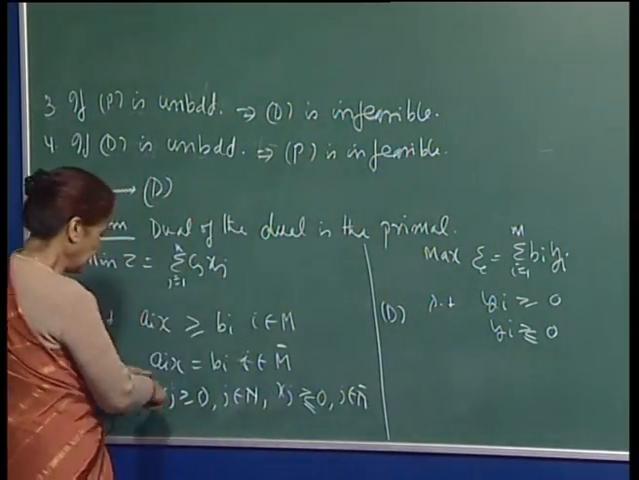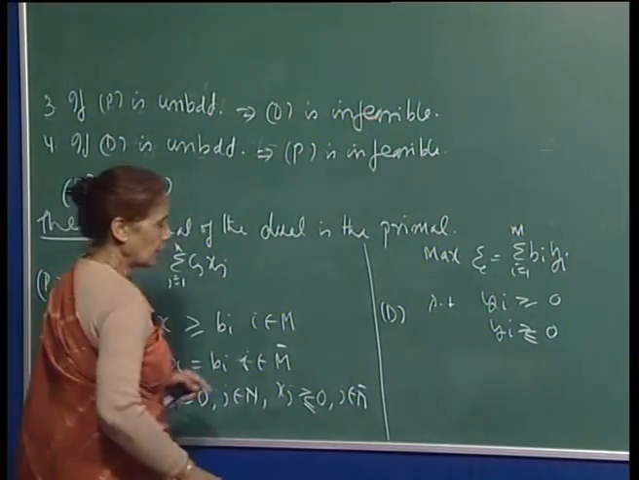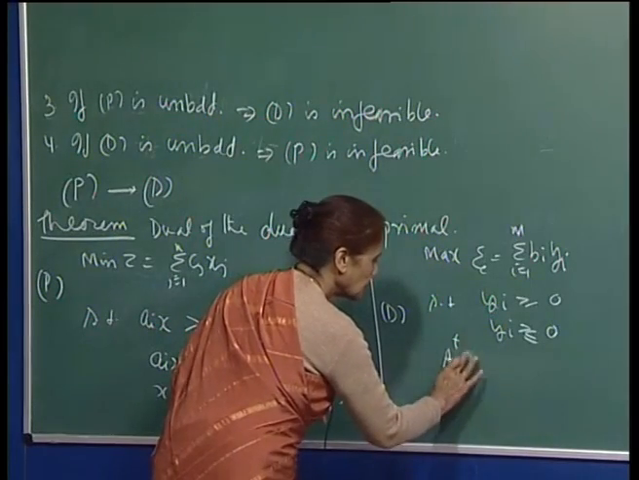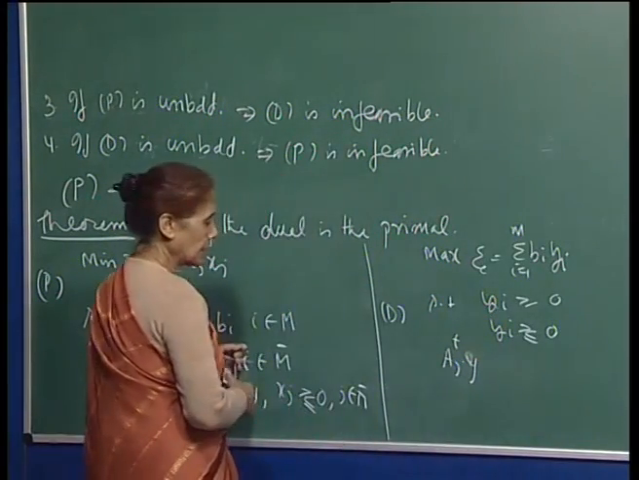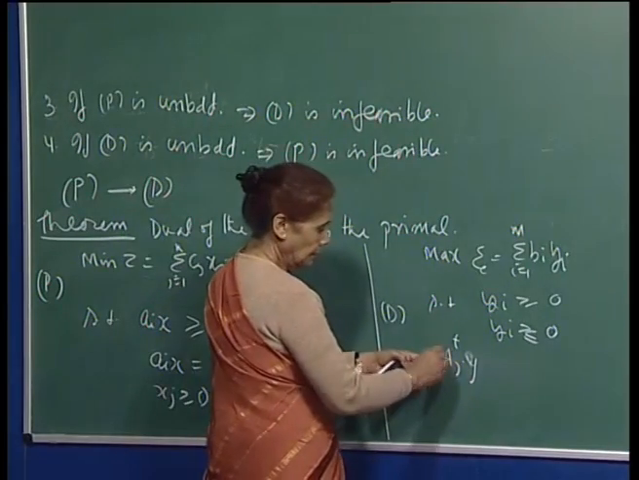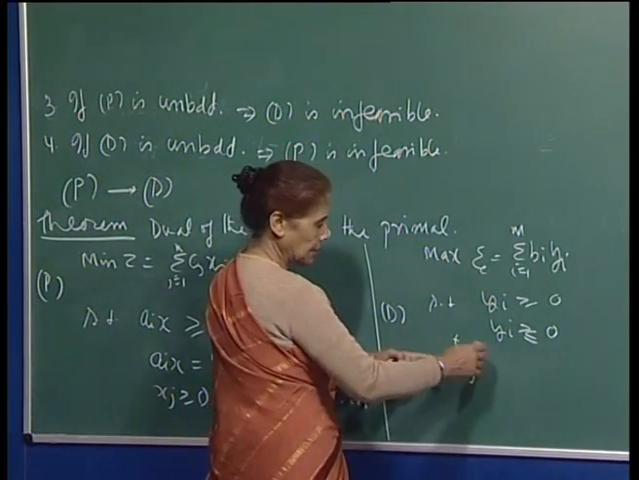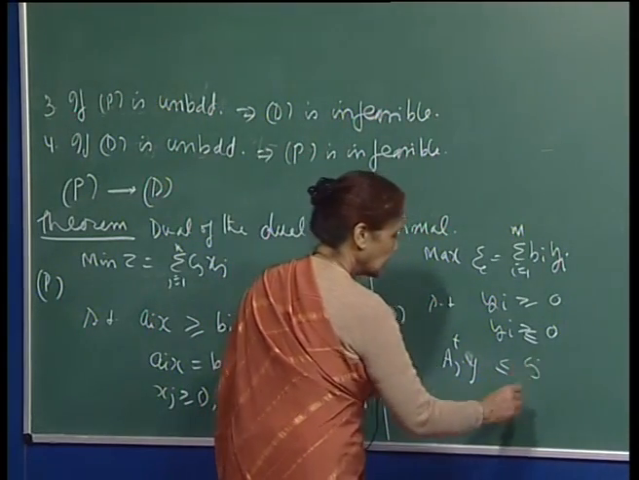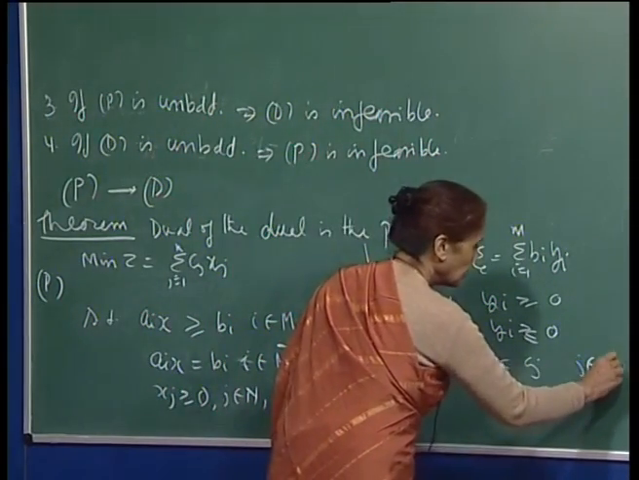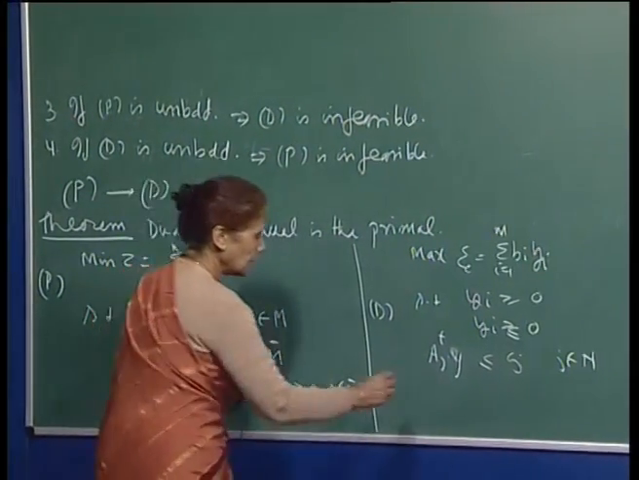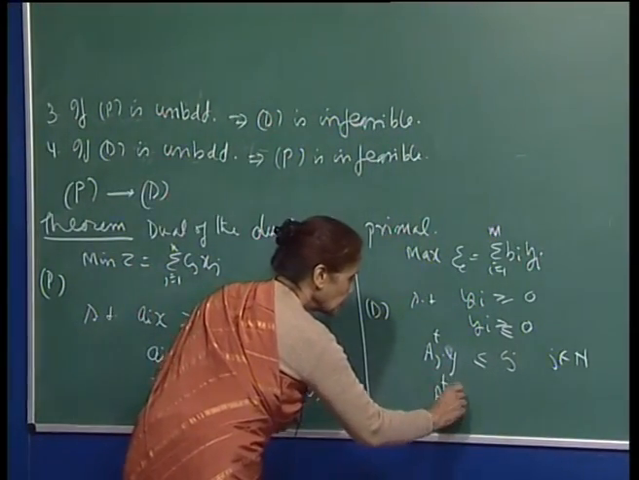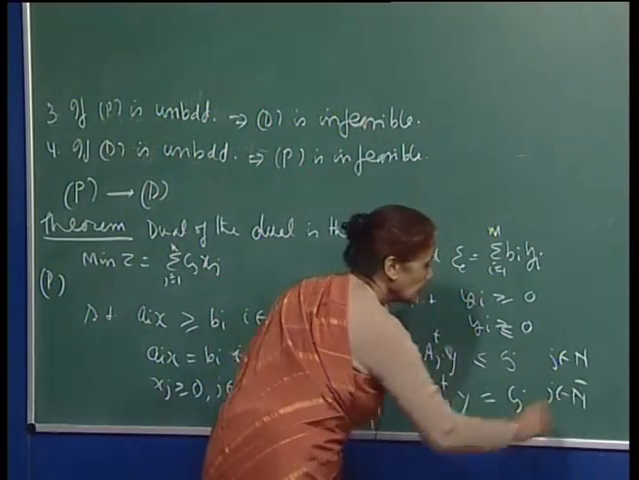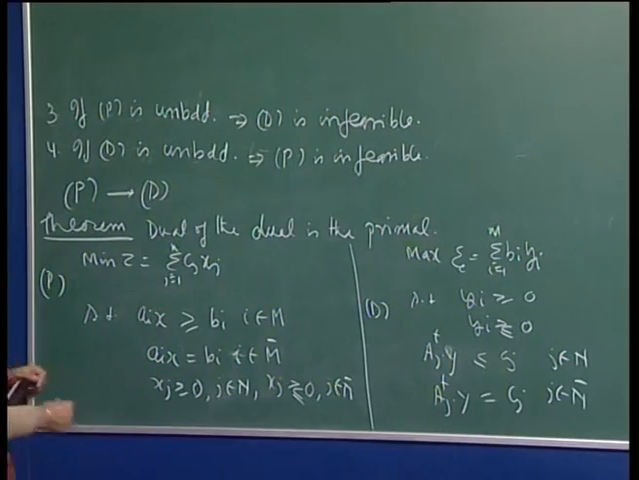See, this is a row here. So, the corresponding column we will write here. So, this will be A_j transpose y. Okay. So, A_j is a column, so transpose becomes a row, and row times y is a single number. So, this is less than or equal to c_j for j belonging to N, right, and for the equality constraint, A_j transpose y equal to c_j for j belonging to N bar. So, this was our dual, right.